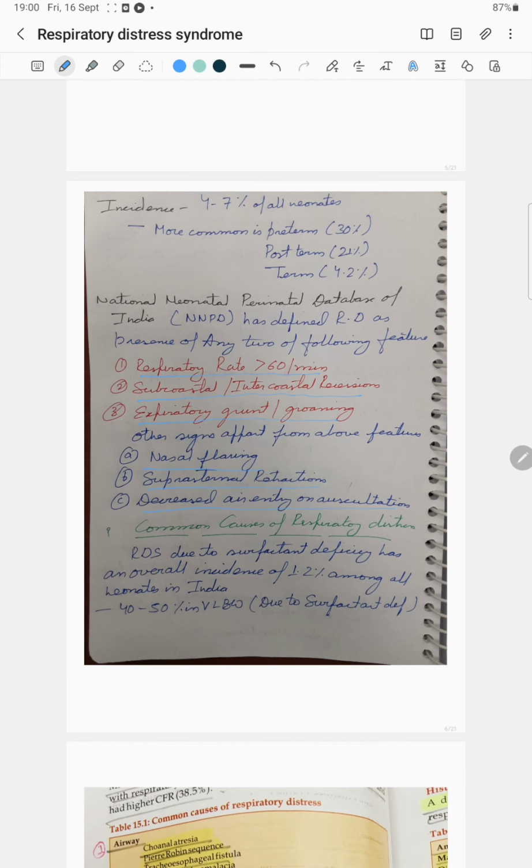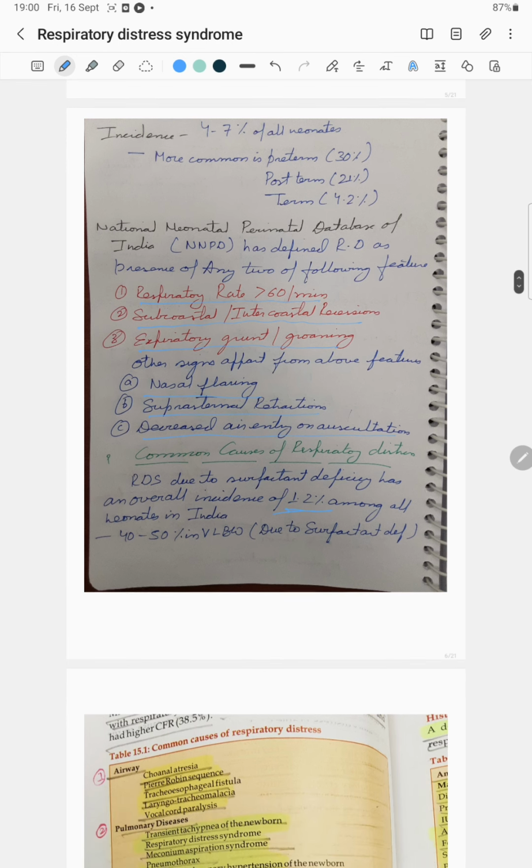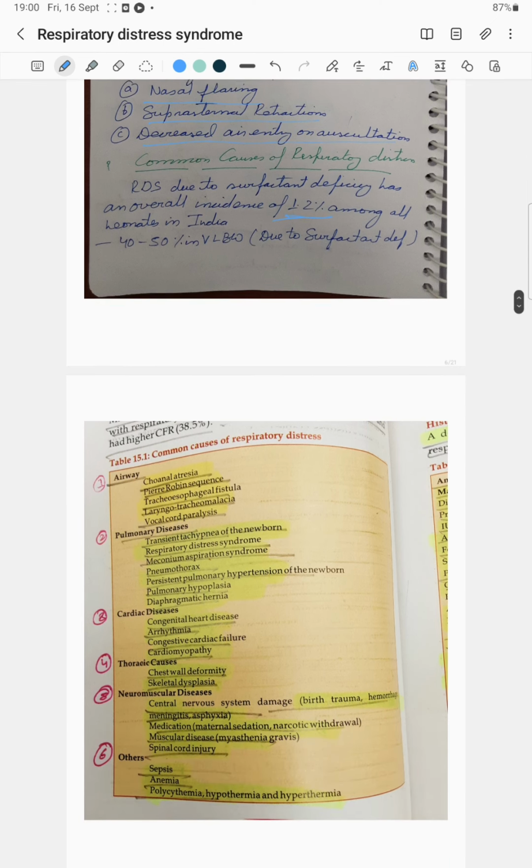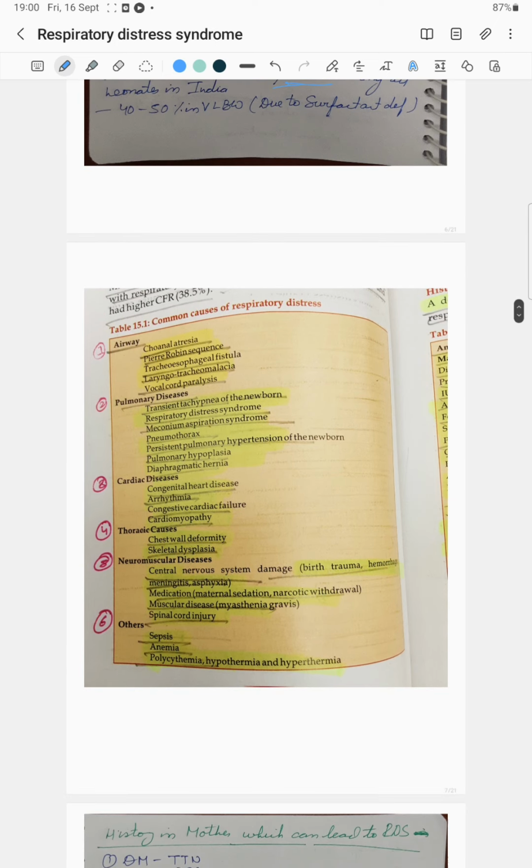Now what are the common causes of respiratory distress? Respiratory distress syndrome due to surfactant deficiency has an overall incidence of 1.2% among all the neonates in India. It is more common in very low birth weight babies. These are the common causes of respiratory distress. These you have to mug up.